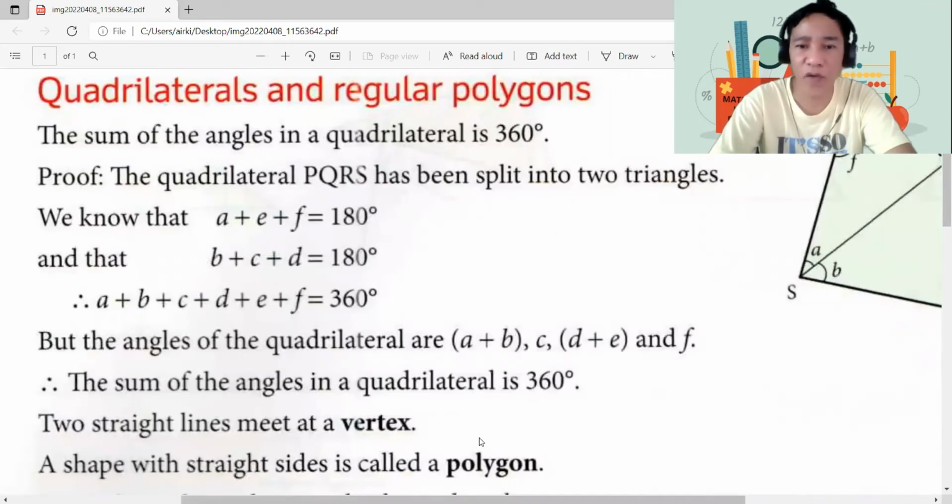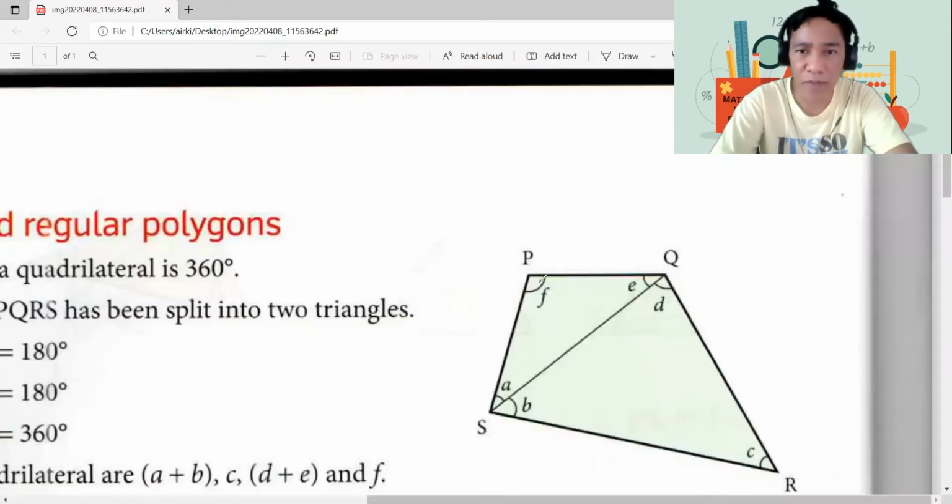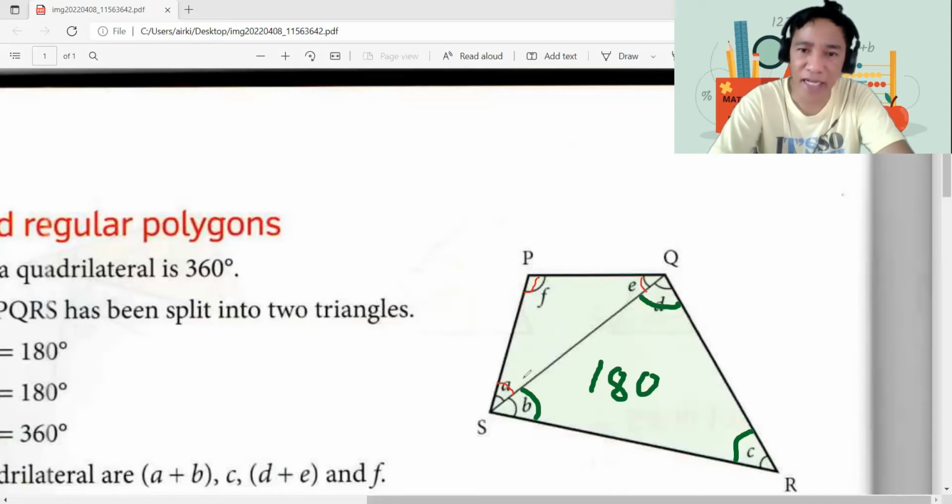So for the quadrilateral PQRS in here, when you add angle P, angle Q, angle R, and angle S, their sum is equal to 360 degrees. How are we going to prove it? Last time we learned about the internal angles of the triangle, and their sum is equal to 180 degrees. So in here, if you add angle F, angle E, and angle A, their sum is equal to 180 degrees. And if you add angle D, angle C, and angle B, that is also 180 degrees. So when you add these two, that is equal to 360 degrees.